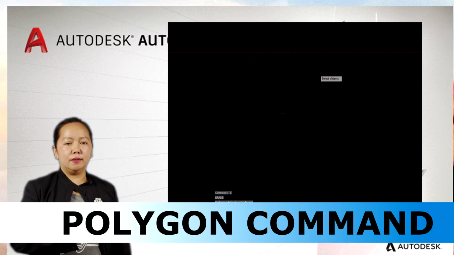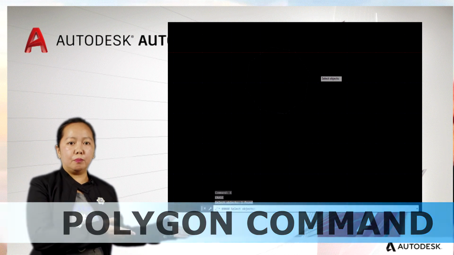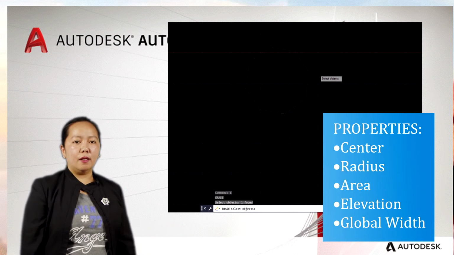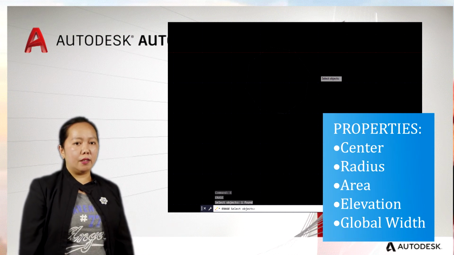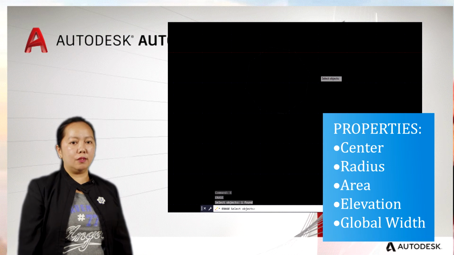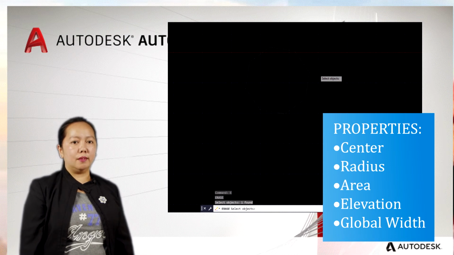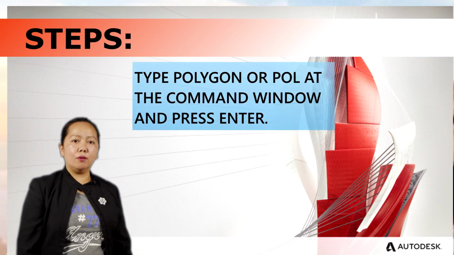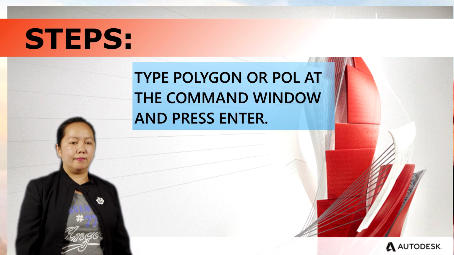Polygon command. The polygon or POL command is used to create an equilateral closed polyline. Properties: center, radius, area, elevation, global width. Steps. Type polygon or POL at the command window and press enter.